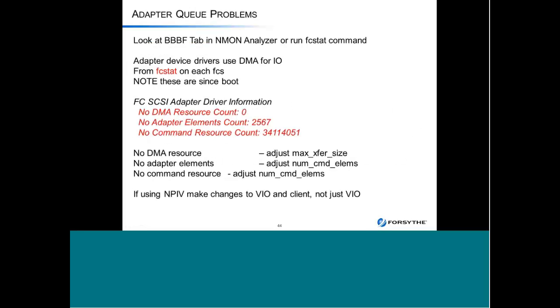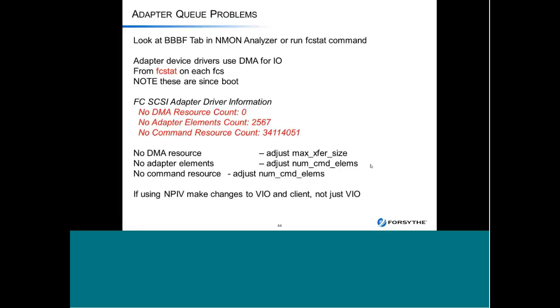I mentioned adapter queue problems. In nmon Analyzer, there's the BBBF tab if you use those flags that I gave you, or you can run fcstat. It's going to show you, for each fiber adapter, three parameters that you care about. The first one is the no DMA resource count. The second is the no adapter elements count. And the third is the no command resource count. Basically, if you're seeing numbers in no adapter elements or no command resource count, then you need to adjust num_cmd_elems. That is the queue depth for the adapter.